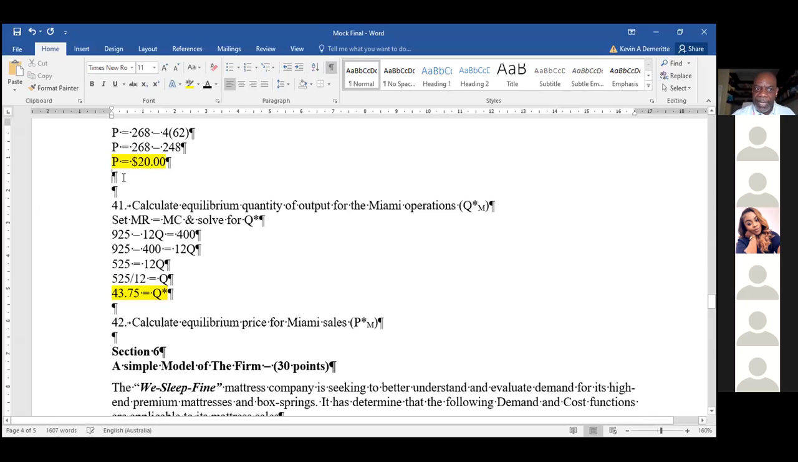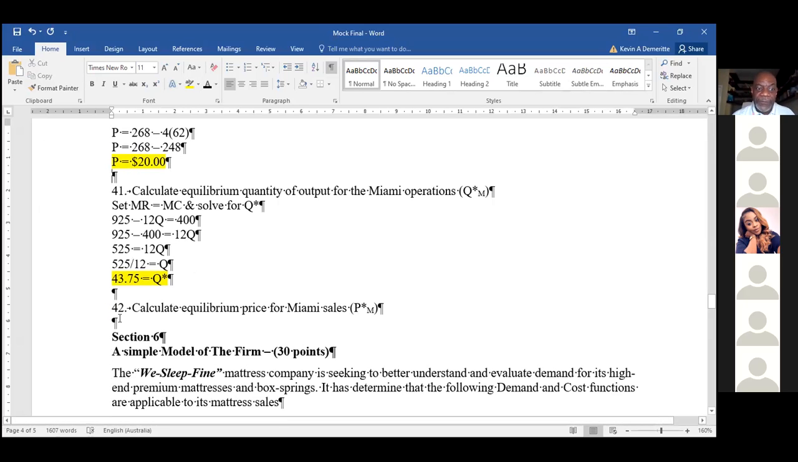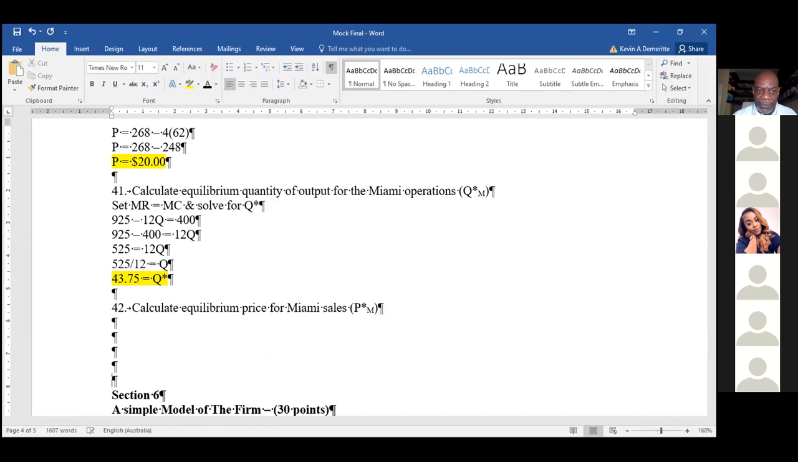Okay, fine. Question 42 then asks what price we're charging for our Miami sales of poinsettias. So what do I do? Use our price equation for Miami and plug in our Q. What's our Miami price equation? 150 minus 3Q. So P therefore is equal to 150 minus 3 times 43.75.